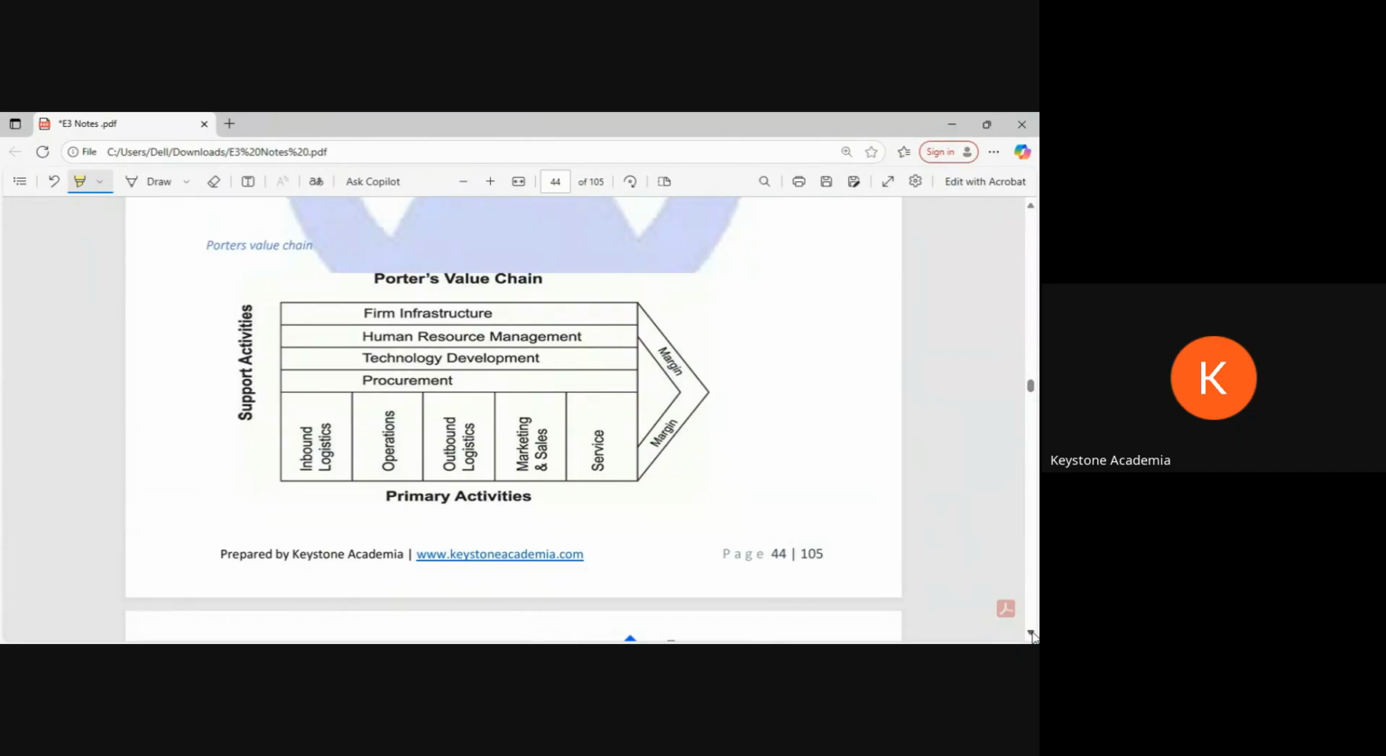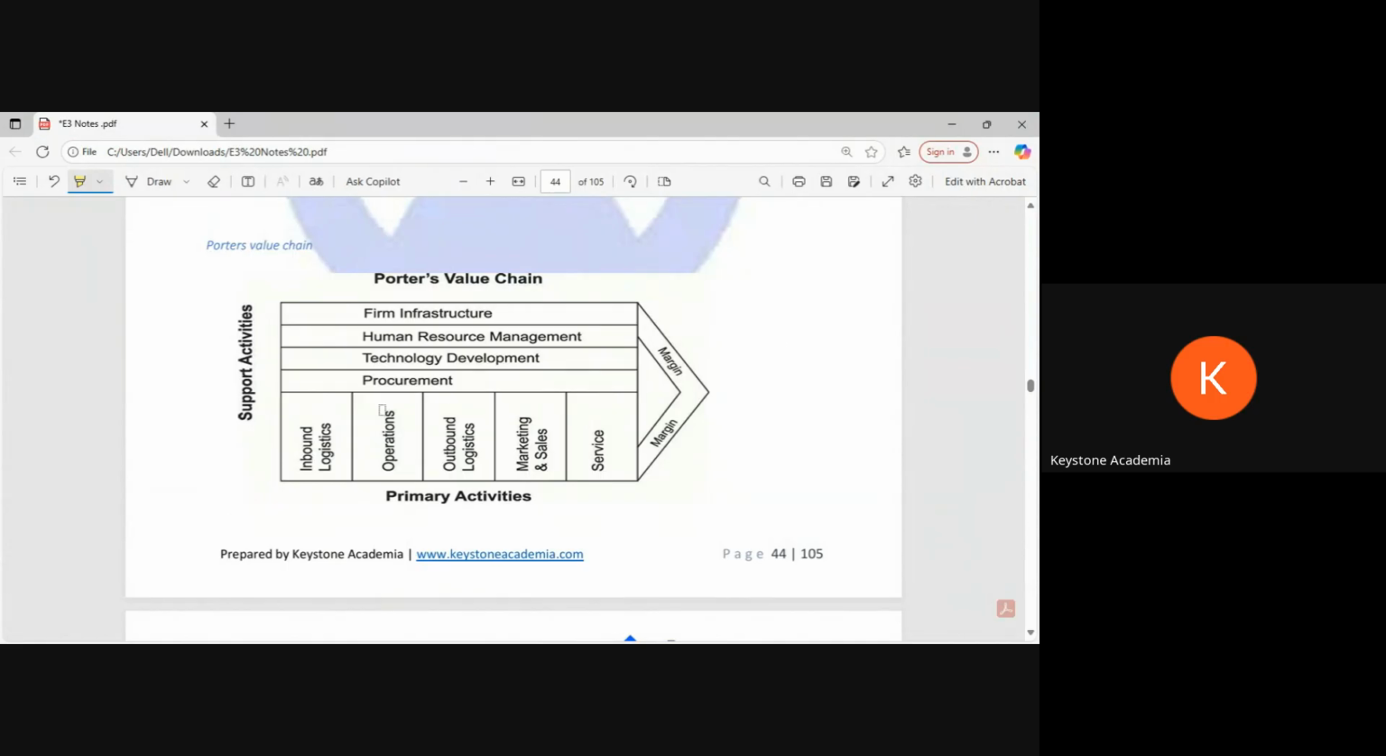So technically, what Porter's value chain is doing is trying to break down all the steps. Let's say there are 10 steps, and if you break it down and try to improve every step by 1%, technically we end up having a 10% improvement. So that can give us a competitive edge.